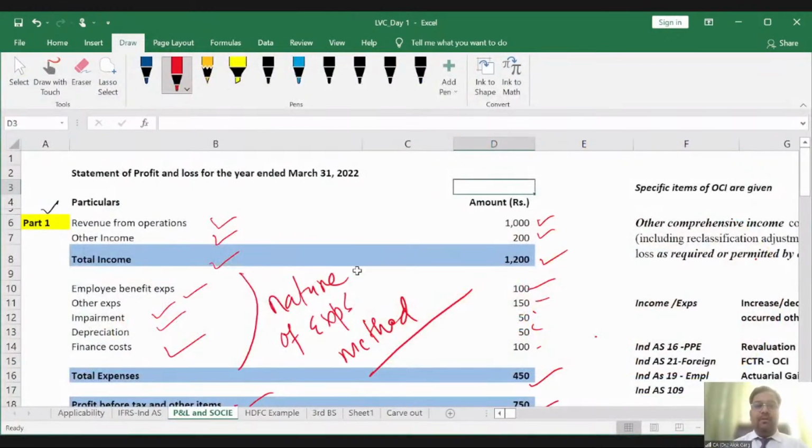I hope my voice is audible and the Excel file is also visible, friends.